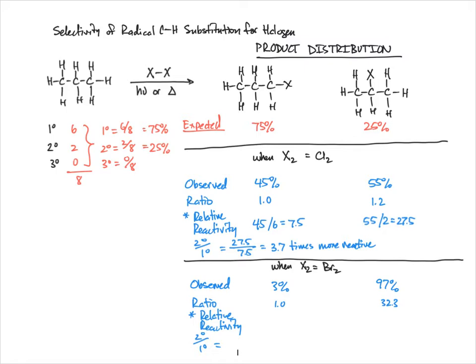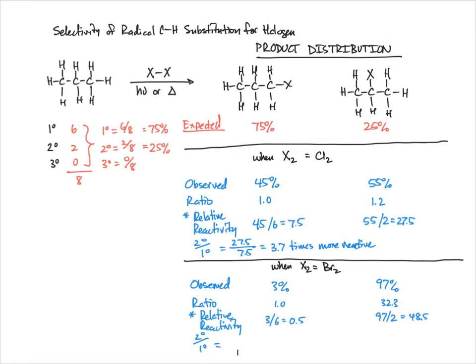So Aiden says 3% divided by 6, that gets us 0.5. And then what about the secondary? So 97% divided by 2, that equals 48.5 as we see in the chat.